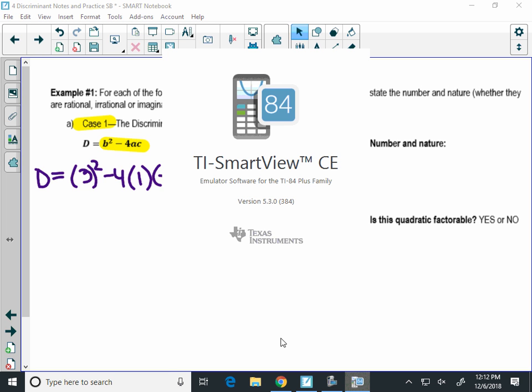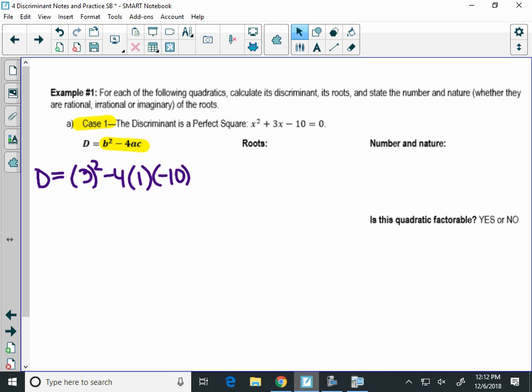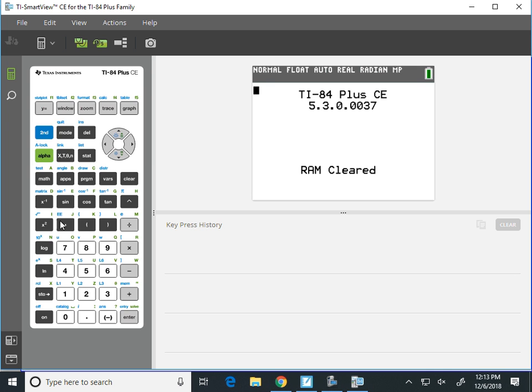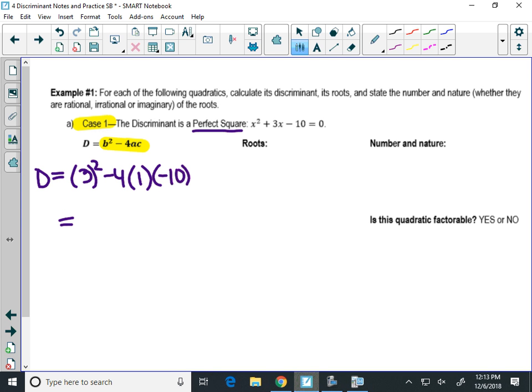So 3 squared minus 4 times 1 times negative 10. Nope, you should not get a negative here. You should get a perfect square. So that's the case we're looking at, when the discriminant is a perfect square. What'd you get, Shane? 49. You should get 49 here. Did anyone not get 49? You didn't? Let me see your calculator. Oh, okay. All right, so would you agree 49 is a perfect square? Yes. Okay.